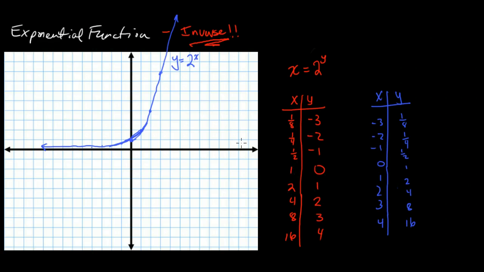To graph the inverse of our exponential function, we'll just plot these points. Let's start with our positive values because they're easy to do. When x is 1, then y is 0, so I have a point right there. When x is 2, y is 1. When x is 4, y is 2. When x is 8, y is 3. And when x is 16, y is 4. I'd have a point there.